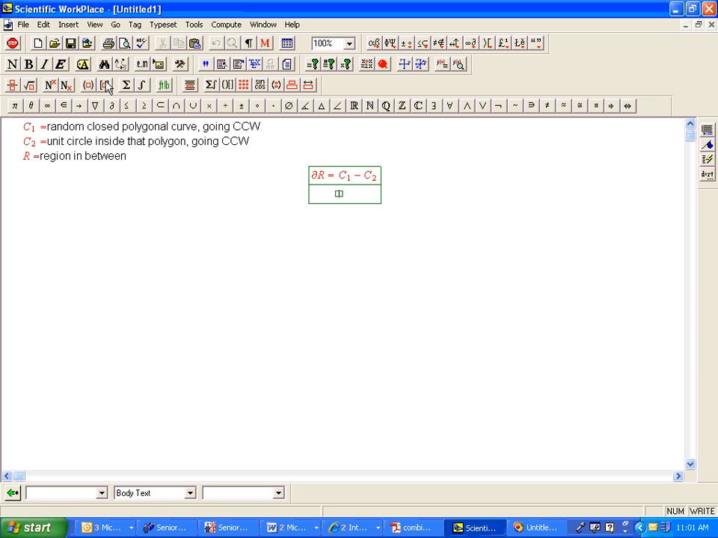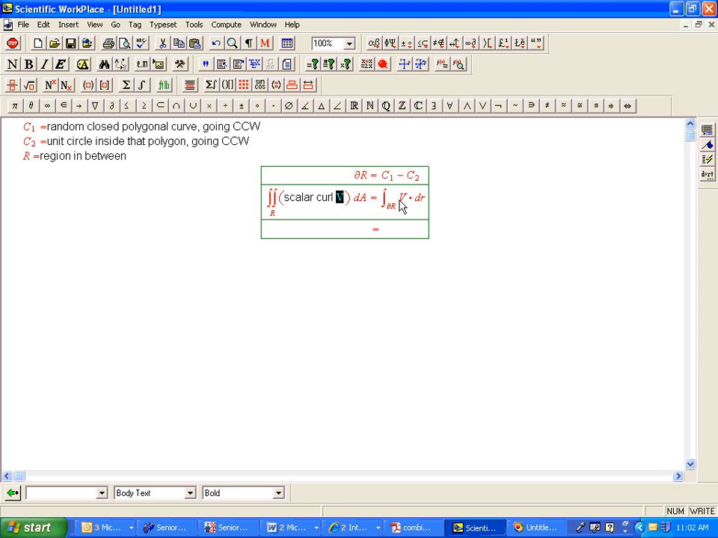It says that the double integral over R of the scalar curl of my vortex vector field, dA, so that's a scalar function, the scalar curl of that guy, and I integrate that. That's equal to the integral on the boundary of R of V dot dr. Okay, so let me just bold these to make it look like this is really a vector field, and that's really a vector line integral.